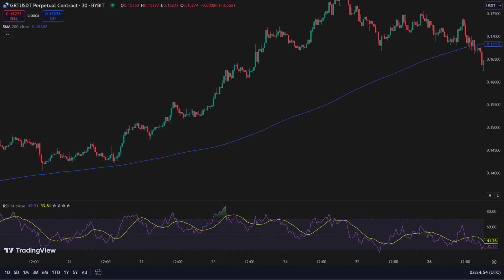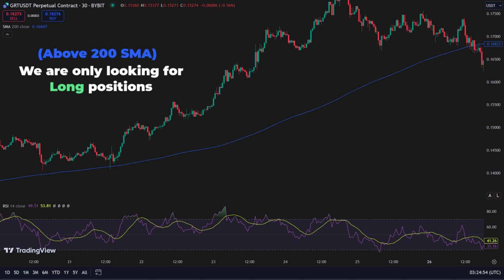Now that we've added both indicators, let's go over how the trading rules work in this strategy. The first condition is our trend guard. We only consider trades when the closing price is above the 200 SMA, which shows a bullish market. The second condition is our trigger signal. We wait for the RSI SMA line to cross above 55. This indicates strong momentum that aligns with the bullish trend.